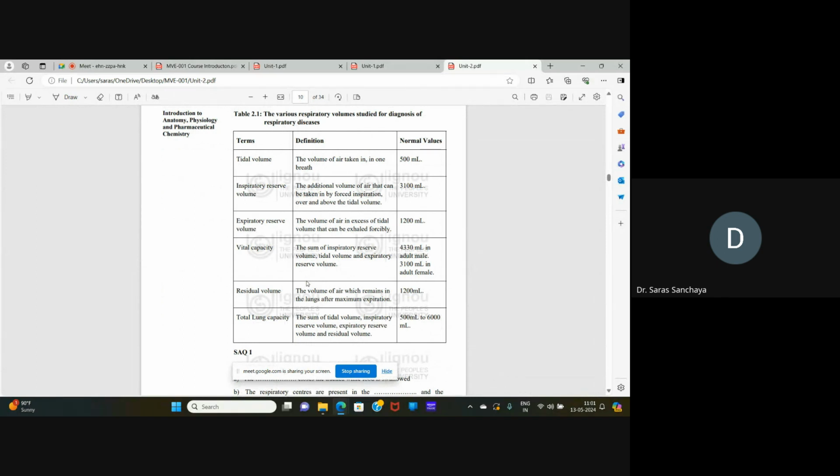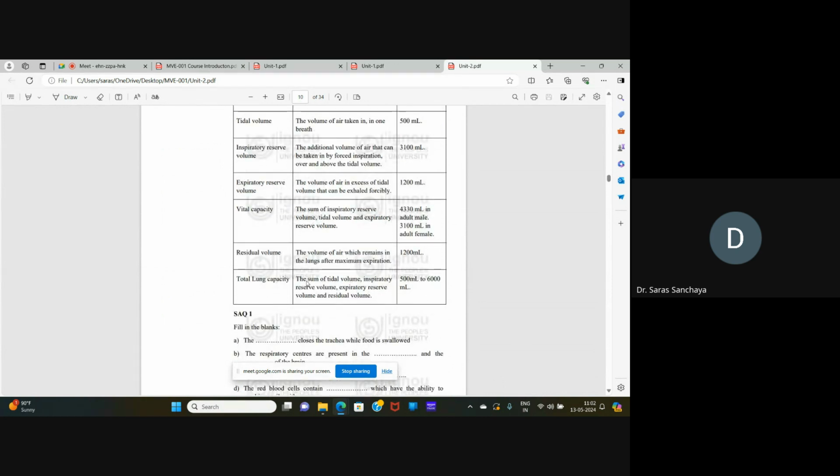Tidal volume is the volume of air taken in one breath, that is around 500 ml. Inspiratory reserve volume is the additional volume of air that can be taken in by forced inspiration over and above the tidal volume, that is around 3100 milliliter. Expiratory reserve volume, the volume of air in excess of tidal volume that can be exhaled forcibly, that is 1200 ml. And the vital capacity is the sum of inspiratory reserve volume, tidal volume, and expiratory reserve volume, that is around 4300 ml in adult male and 3100 ml in adult female.